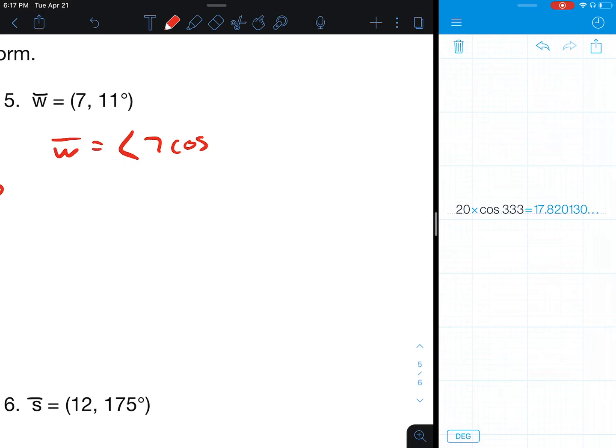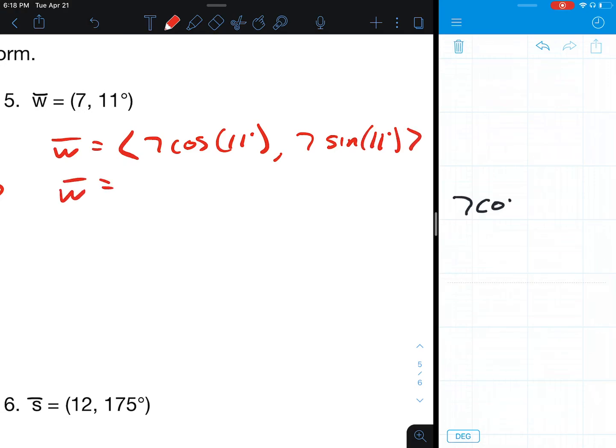So we got 7 cosine of 11 degrees followed by 7 sine of 11 degrees. Seven cosine of 11 is 6.87. 7 sine of 11, that refuses for me to write sine for some reason.